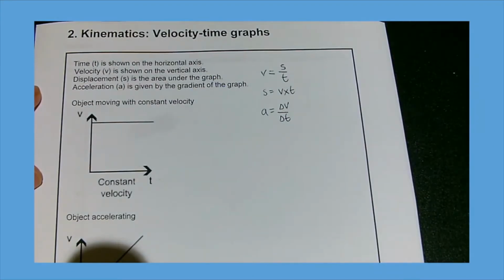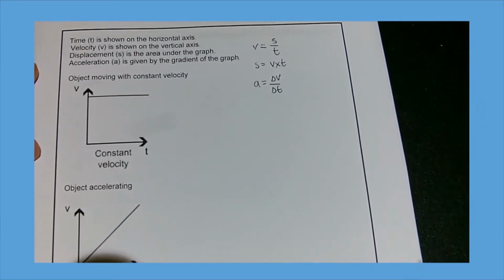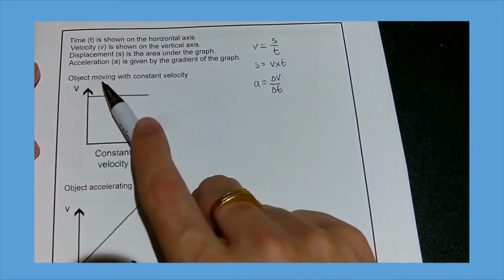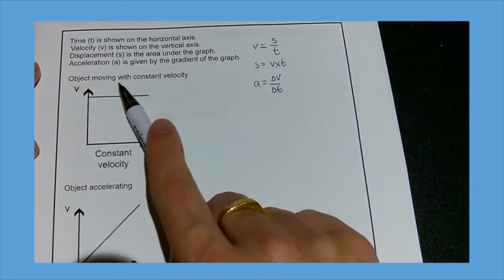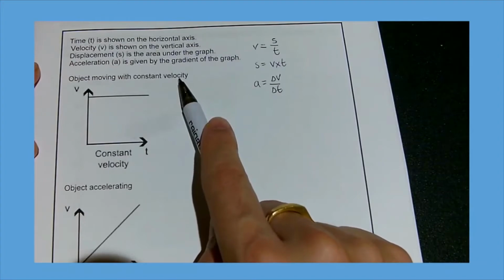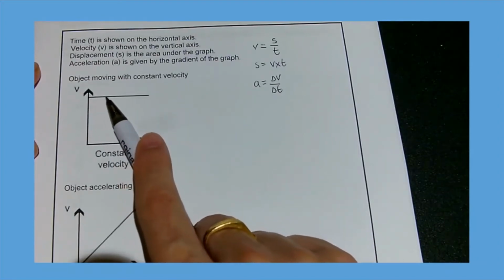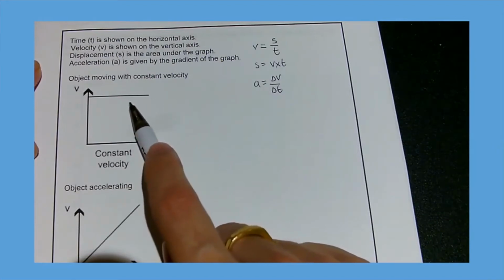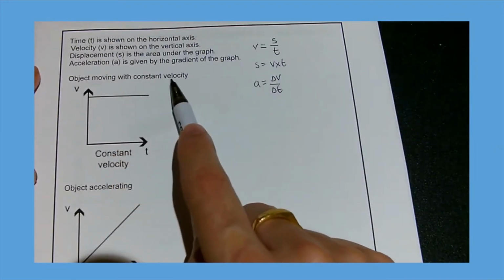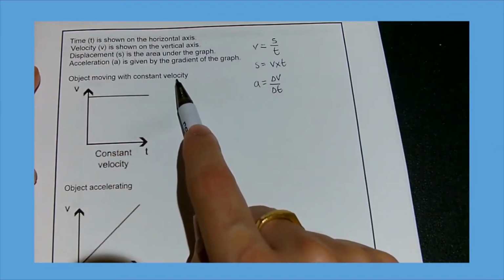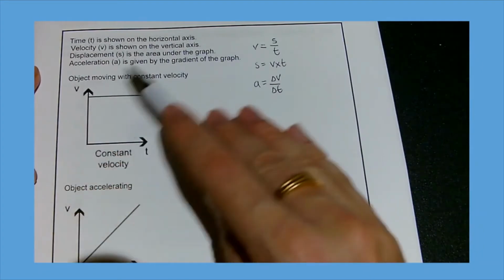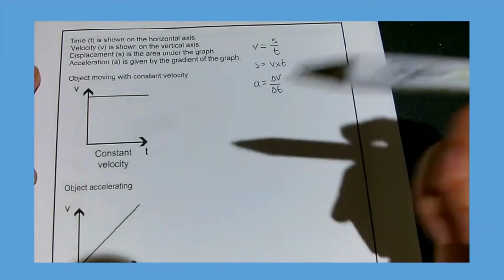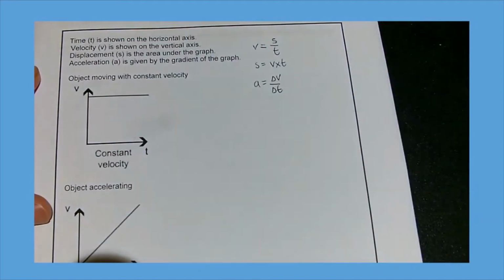So there are some situations that you need to know about. If you read a question that says an object is moving with constant velocity, then it will be represented by a flat horizontal line on a velocity time graph. The reason for this is that if an object is moving with constant velocity, it's not accelerating. It's not changing velocity over time.